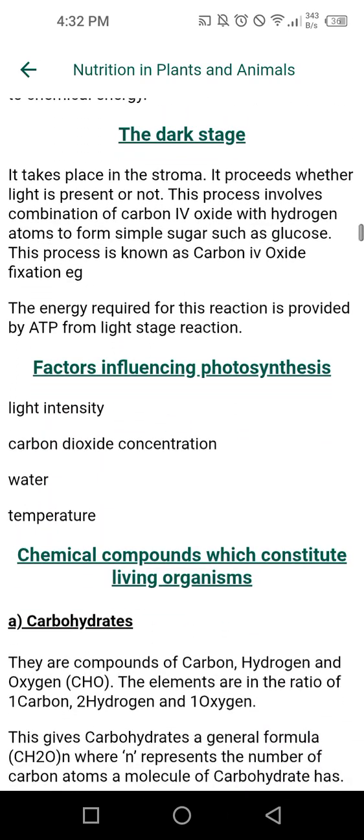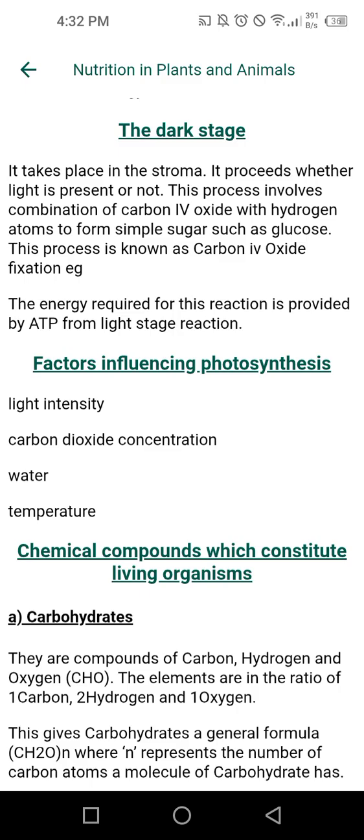The dark stage. It takes place in the stroma. It proceeds whether light is present or not. This process involves combination of carbon IV oxide with hydrogen atoms to form simple sugar such as glucose. This process is known as carbon IV oxide fixation. The energy required for this reaction is provided by ATP from the light stage reaction.